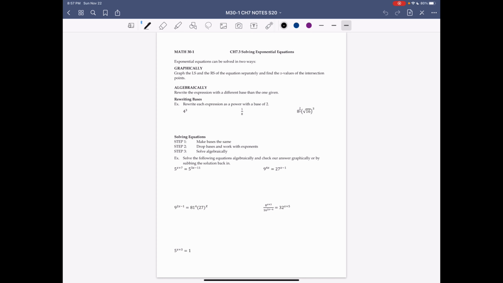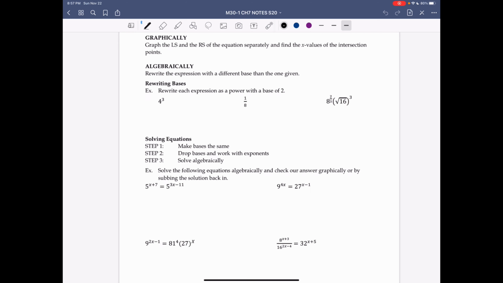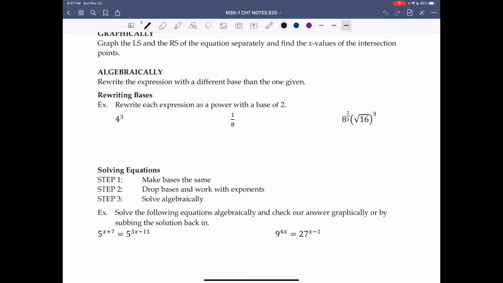Rewriting bases. Example, rewrite each expression as a power with a base of 2. 4 to the power of 3. 4 is 2 to the power of 2, so we can write this as 2 to the power of 2, to the power of 3. And then using exponent laws, power of a power we multiply, so this becomes 2 to the power of 2 times 3, which is 6.